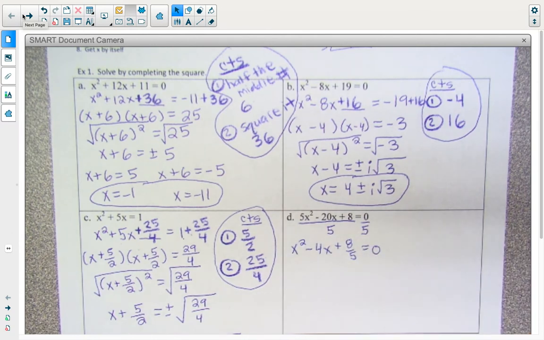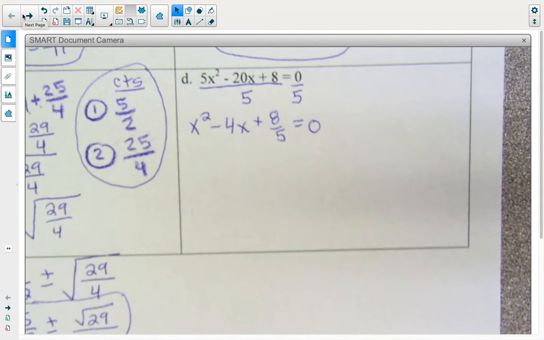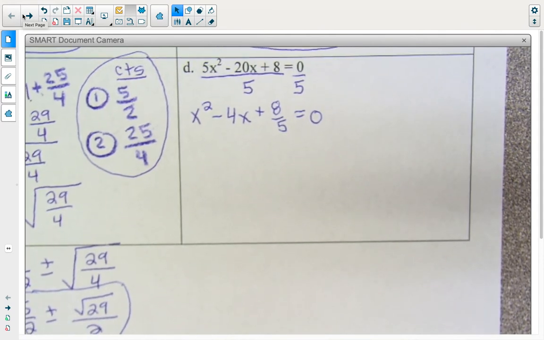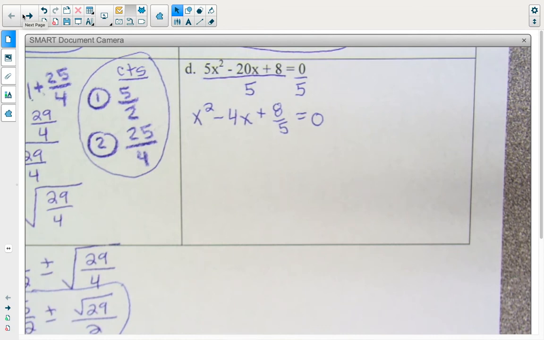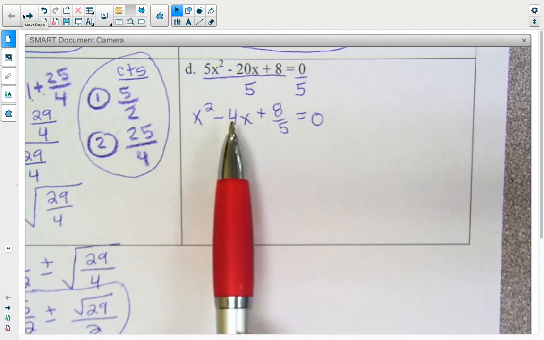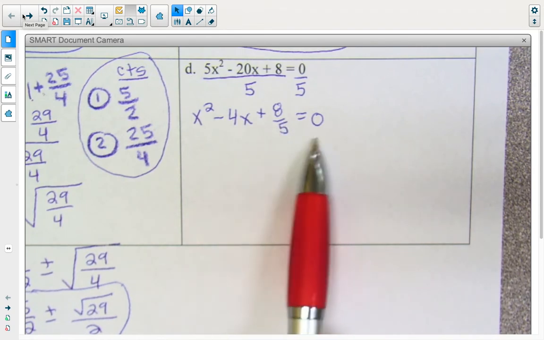Now that we have divided everything by 5, the process is just like with the other problems. So we'll go through and we are going to complete the square. I divided everything by 5. Now it's back into our completing the square world. So make sure it's in standard form: x squared, x, and then your number. Step 2, move the c term to the right. So move this term over to the other side.